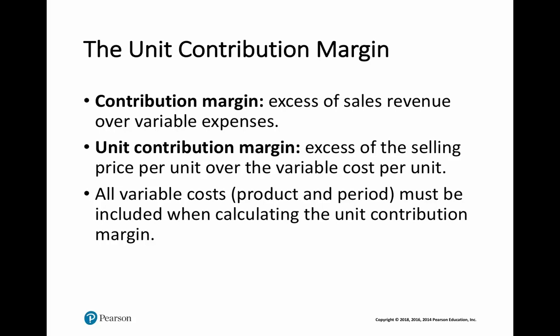That's our contribution margin. We can do that in total, total sales minus total variable expenses equals our total contribution margin, or we can do it on a per unit basis. So it's our selling price per unit subtracted by our variable expense per unit, or variable cost per unit. So total contribution margin equals total revenue minus total variable expenses, or on a per unit basis, our unit contribution margin equals our selling price per unit minus our variable expense per unit.